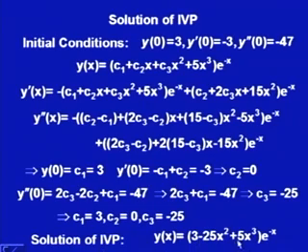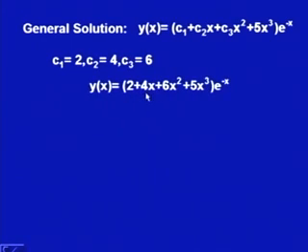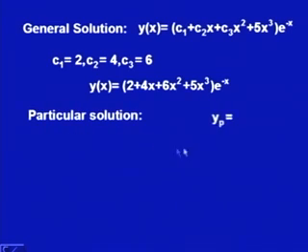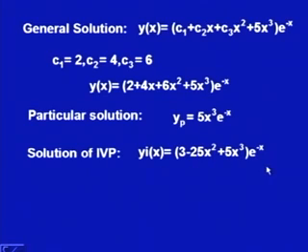You are getting single values here, you are not getting the general constants C1, C2, C3. Let us see how it looks. I will take some other values for C1, C2, C3. What will be the other solutions? Since the general solution is this one, if I choose C1 as 2, C2 as 4 and C3 as 6, I will get a solution as (2 plus 4x plus 6x squared plus 5x cubed) times e to the power minus x. The particular solution we already have is 5x cubed e to the power minus x of this non-homogeneous equation, and the solution of the initial value problem, that unique solution, we had already got.